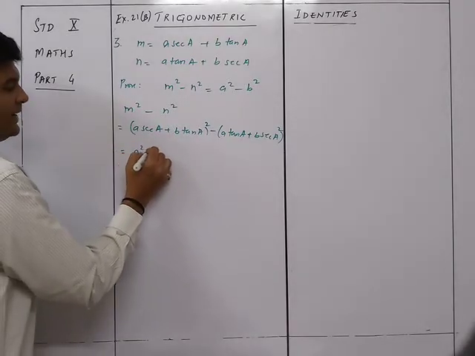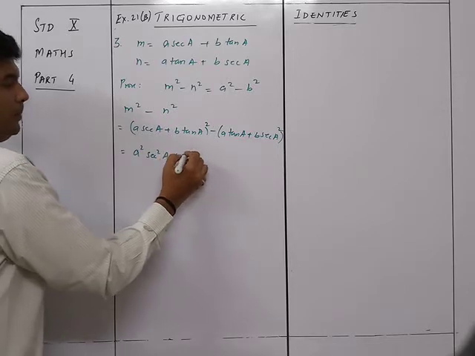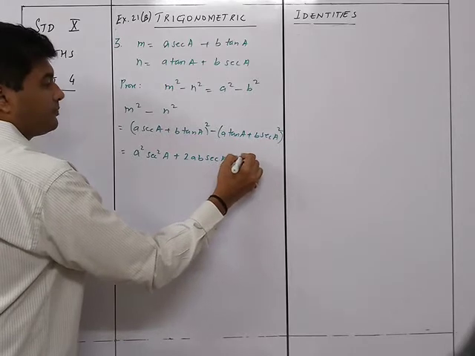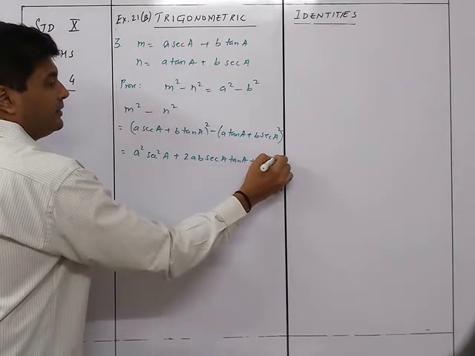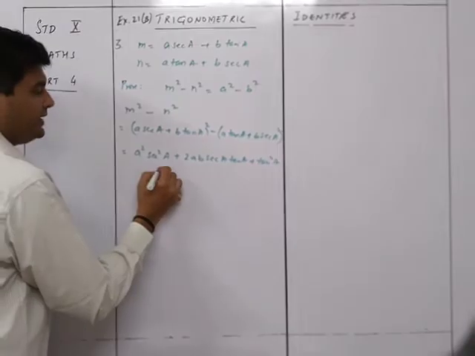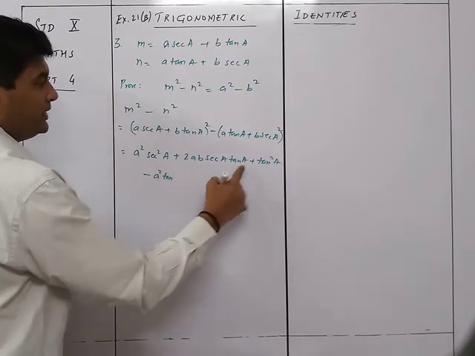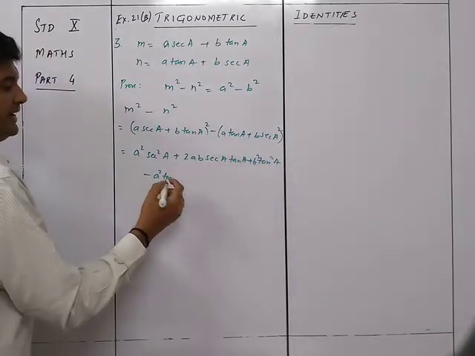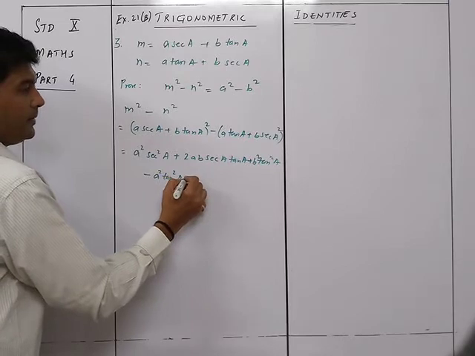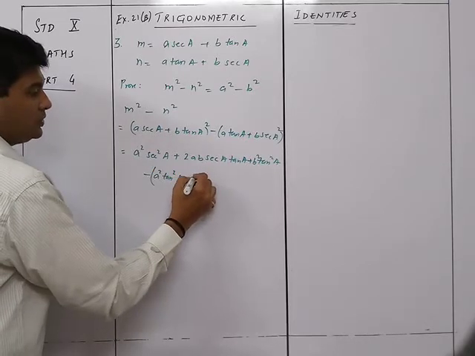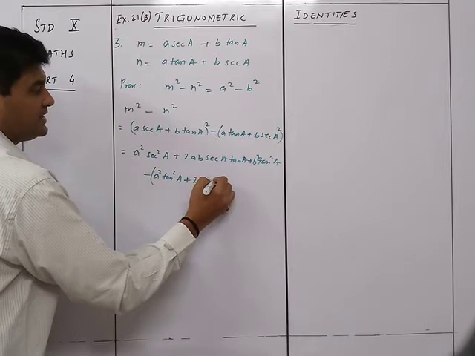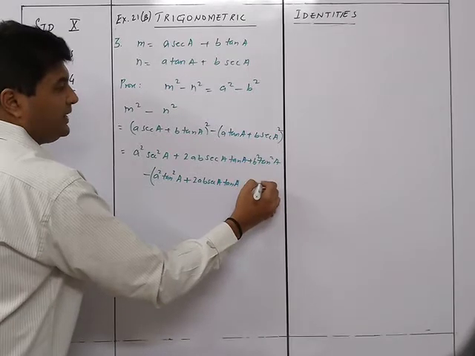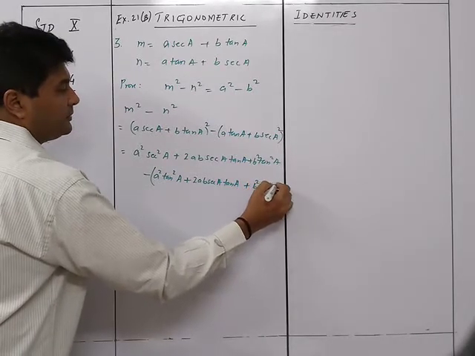It becomes A square sec square A plus 2AB sec A tan A plus B square tan square A, minus A square tan square A plus 2AB sec A tan A plus B square sec square A.